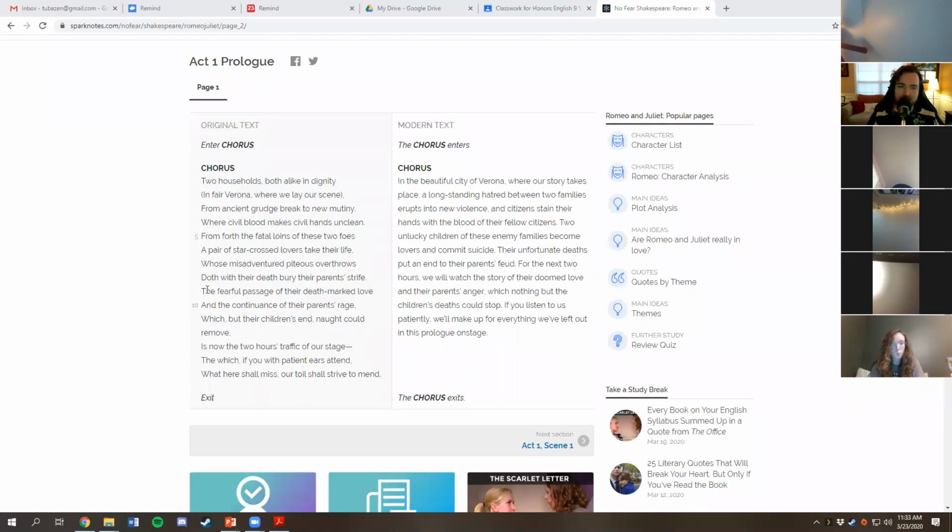The fearful passage of their death-marked love and the continuance of their parents' rage, which but their children's end not could remove, is now the 2 hours traffic of our stage.